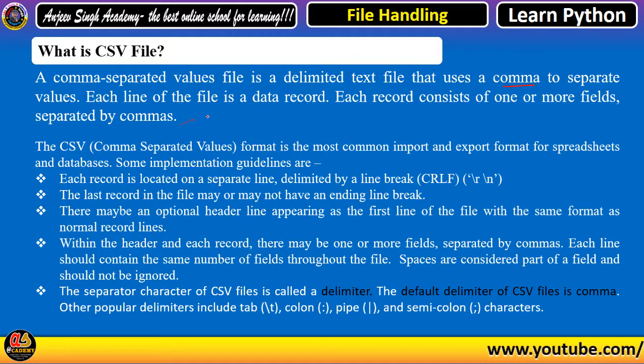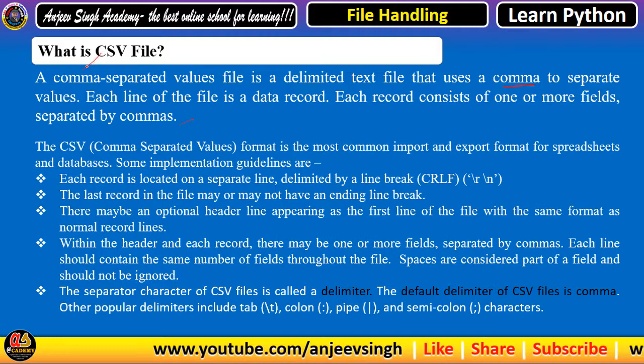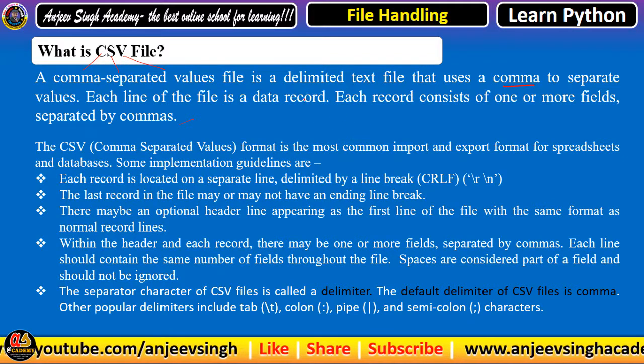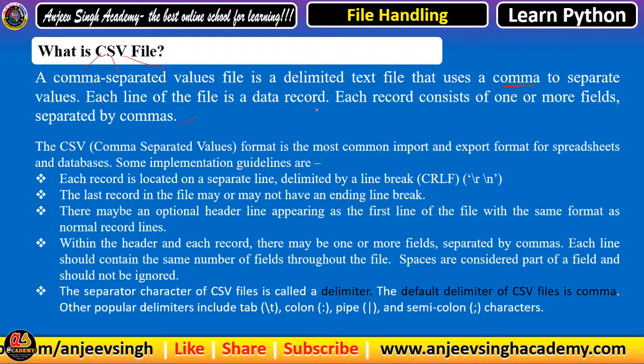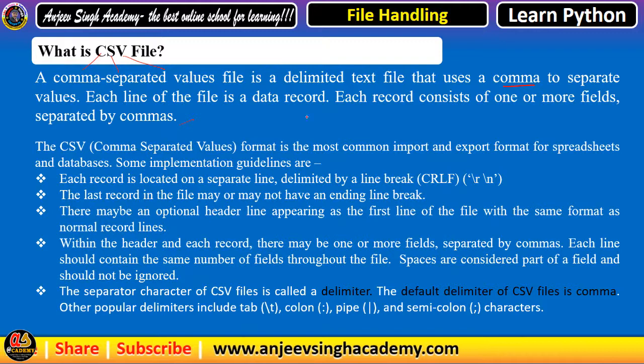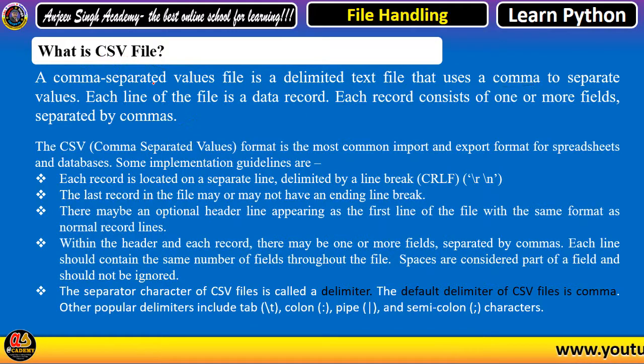Okay, so क्या होता है CSV फाइल? CSV फाइल हमारा टेक्स्ट फाइल है, टेक्स्ट डिलिमिटेड फाइल है जो कॉमा से सेपरेट किया जाता है, और CSV स्टैंड्स फॉर कॉमा सेपरेटेड वैल्यूज. ठीक है, इसके हर एक लाइन को एक रिकॉर्ड के तौर पे देखा जाता है और हर एक रिकॉर्ड में एक या एक से अधिक वैल्यूज होते हैं, और वो वैल्यू कॉमा से सेपरेट किए जाते हैं. जितने भी वैल्यू होते हैं उन्हें फील्ड समझा जाता है.